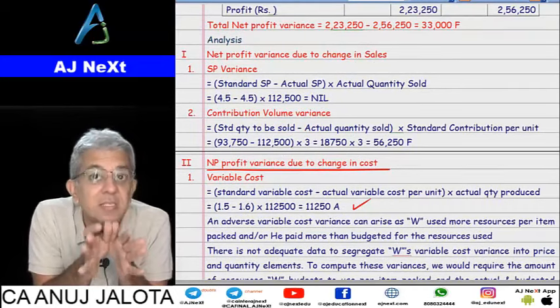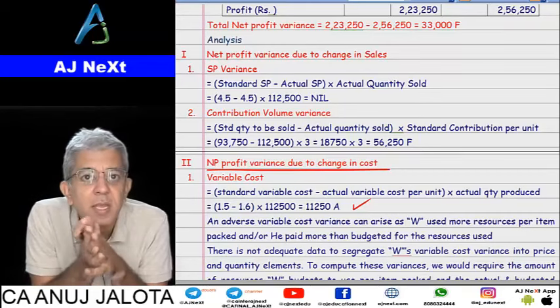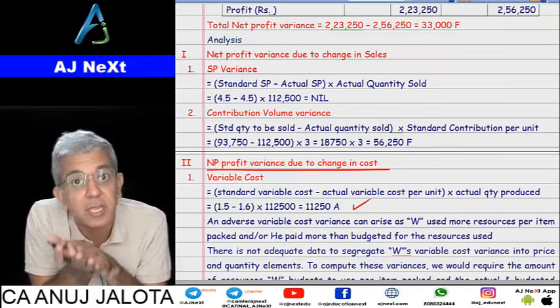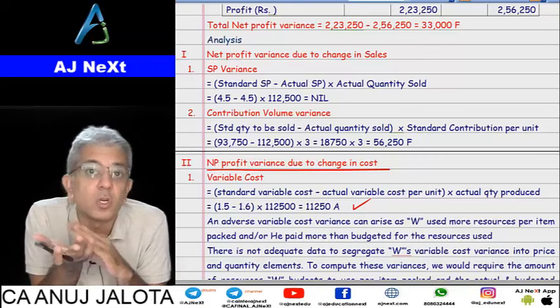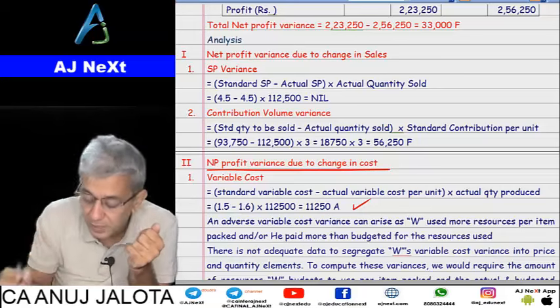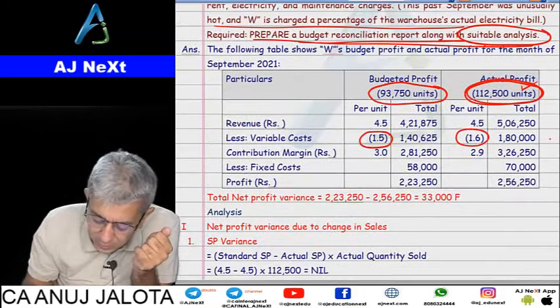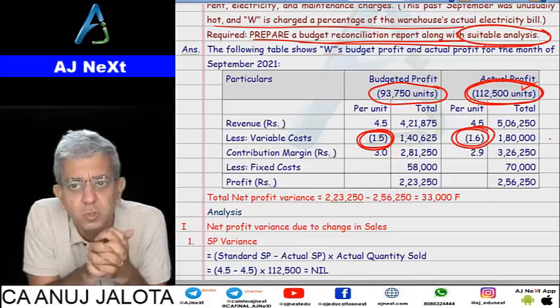So therefore, this was 112,500 adverse. Now, one of the reasons that this particular variance was adverse, might not be the only reason, is that we have paid a higher price for the tapes. But I don't know, is tape the only cost or not? It might not be the only variable cost. There could be other variable costs which are included as part of 1.5 and as part of 1.6. There could be other costs also.